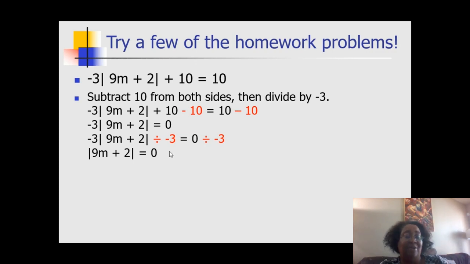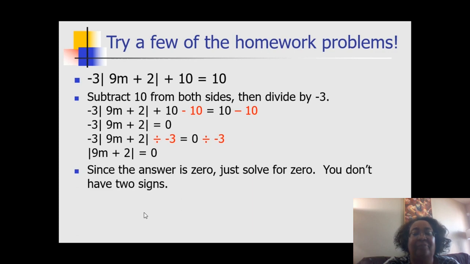I don't have a number there, so I'm not going to have a two solution problem here. I'm just going to set this equal to 0 because it's going to be only one solution, because 0 does not have any signs. And just remember, when you isolate your absolute value and you just have a negative number, you're done. The answer will be no solution.